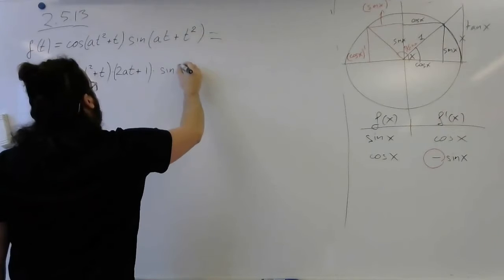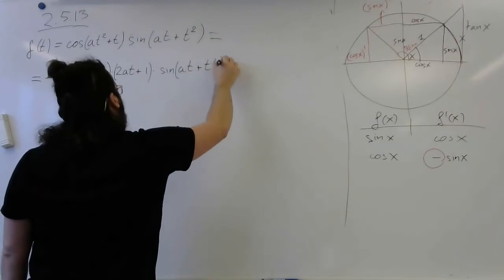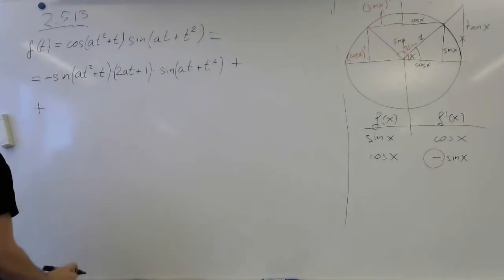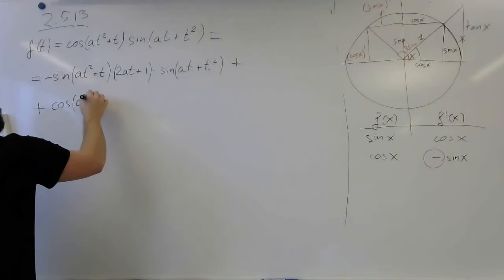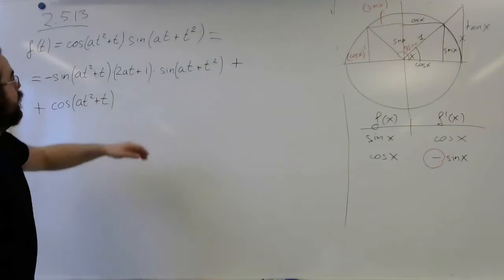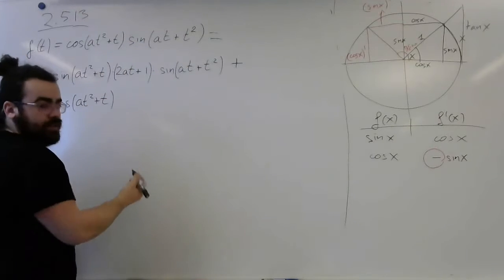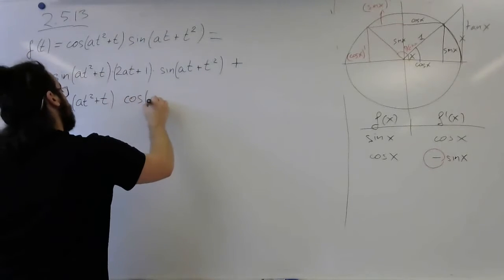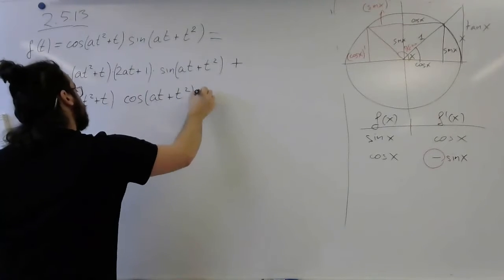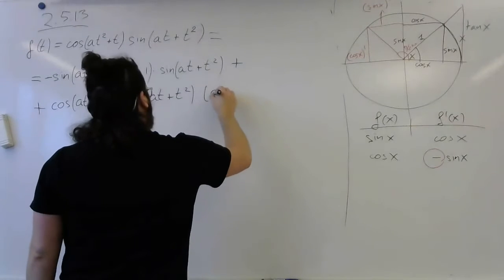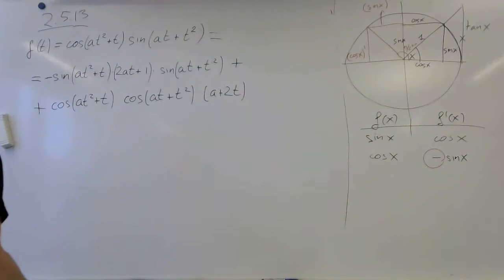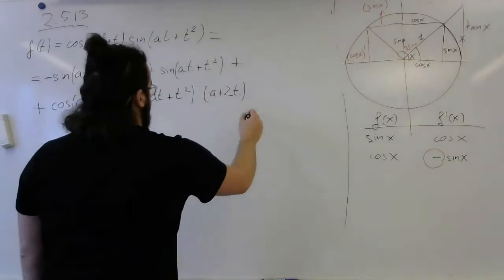Plus, because this is the derivative of a product. Now, this goes without derivative. And here, the derivative of this composition of functions, the derivative of sine is cosine. And the derivative of what is inside, it's a plus 2t. And I don't see how we can simplify this, so this is probably the end of it.